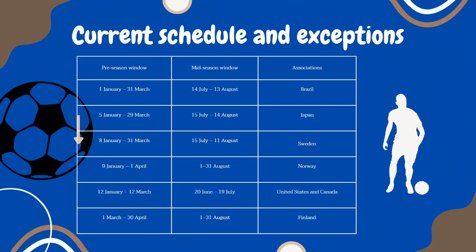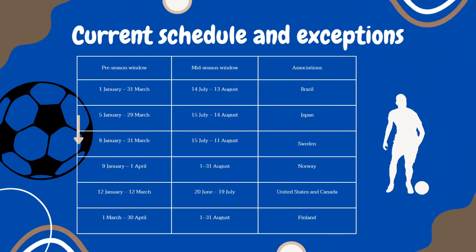The second, Japan: the pre-season window is the 5th January to the 29th March, and the mid-season window is 15 July to the 14 August. The third, Sweden: the pre-season window is 8 January to the 31st March. The mid-season window is 15 July to the 14 August.